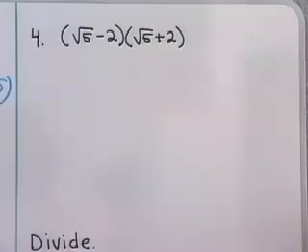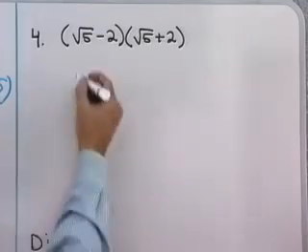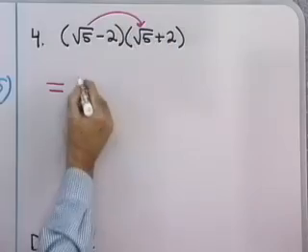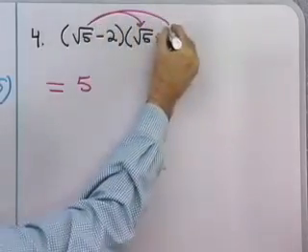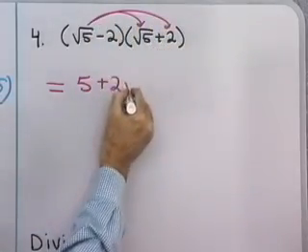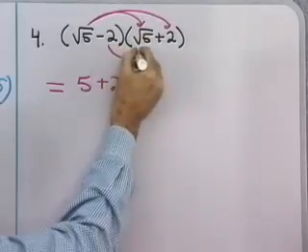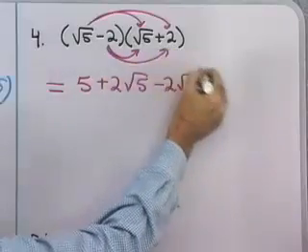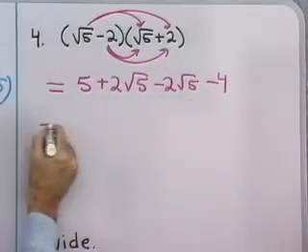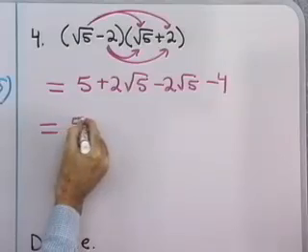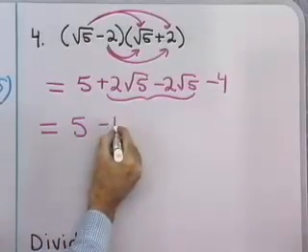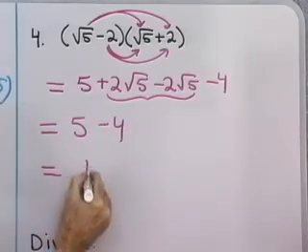Let's try some more. Square root 5 minus 2 times square root 5 plus 2. Let's just multiply like we did in the previous problem. Square root 5 times square root 5 is 5. Square root 5 times 2 is 2 square root 5. Negative 2 times square root 5 is negative 2 square root 5. And then negative 2 times positive 2 is negative 4. So I have 5 plus these two add up to 0 minus 4. So I end up with 1.